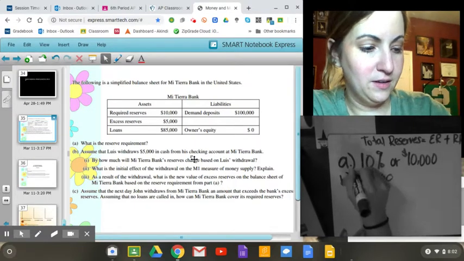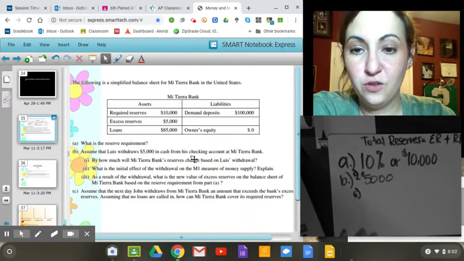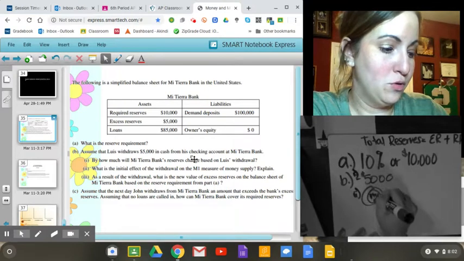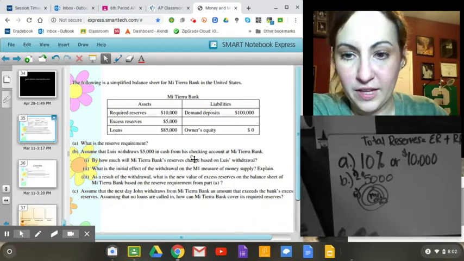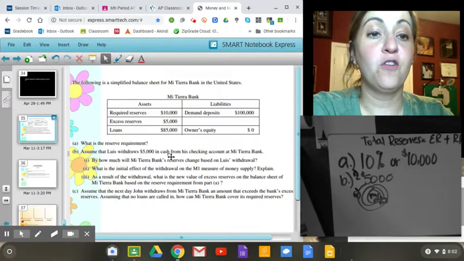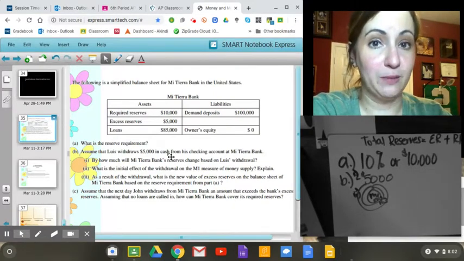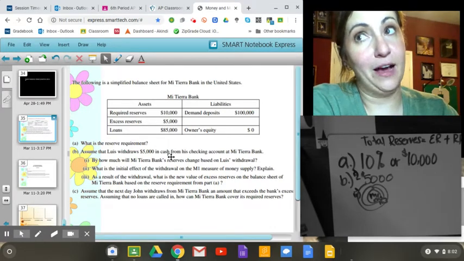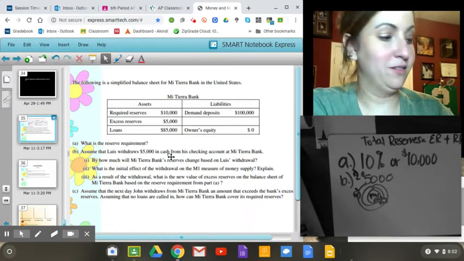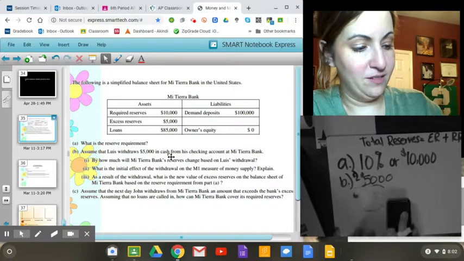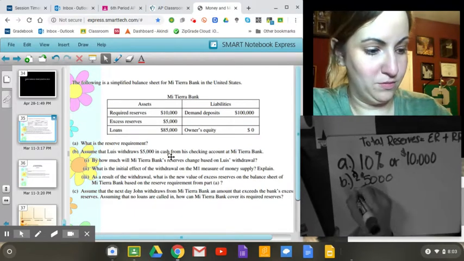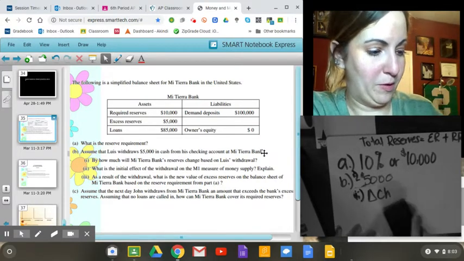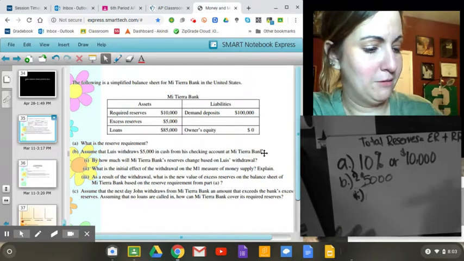That's part one. Let's talk about part two. What is the initial effect on the M1 measure of the money supply? Okay, so this is the whole M1, M2, M3. Well, it looked like he withdrew $5,000 in cash from his checking account. Both are types of M1. So it's going to go from one type of M1, checking, to another type of M1, cash. They're both M1, so it cancels out. For B part two, what happens to M1? Nothing. No change, because they're both M1. And it even says explain. So no change. Ugh, what am I writing? I was going to write change. Silly me. No change.